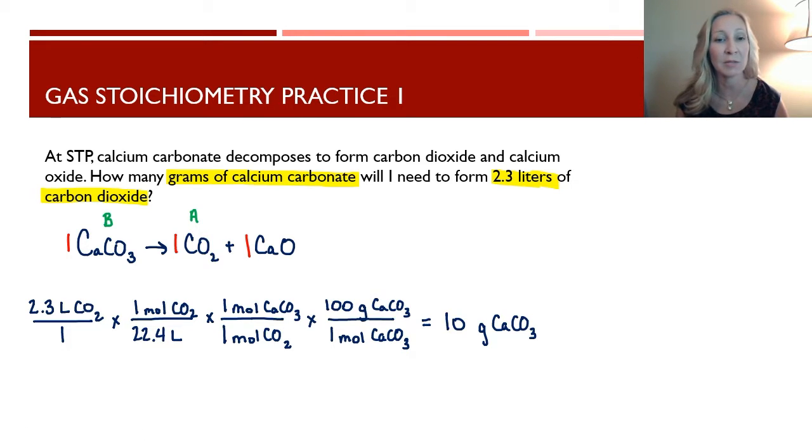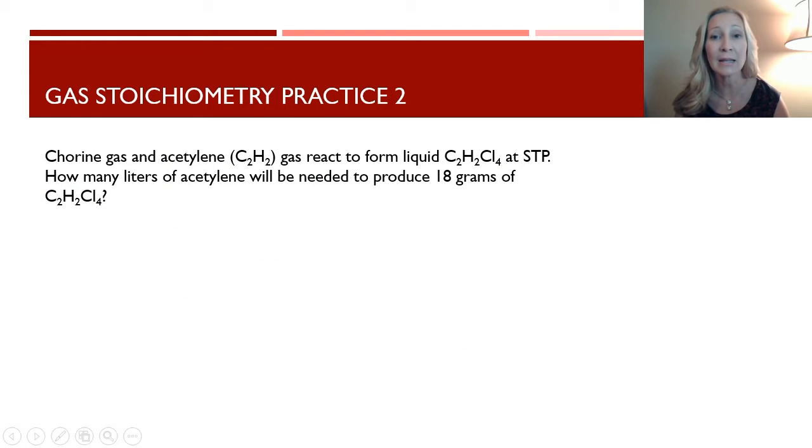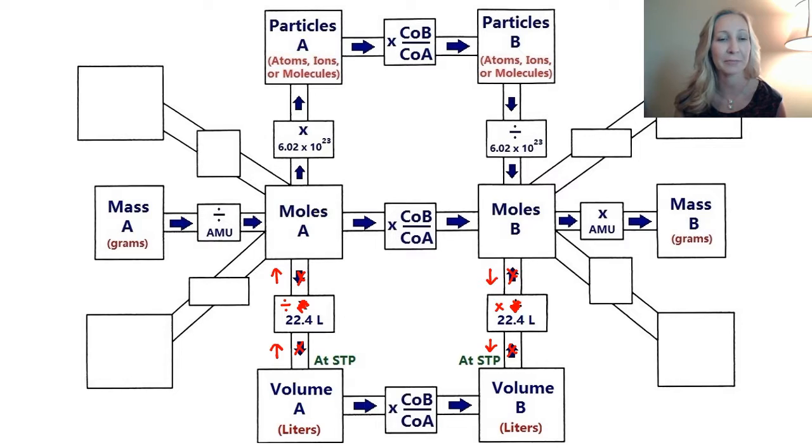So 10 grams of calcium carbonate is needed to produce 2.3 liters of carbon dioxide gas at standard temperature and pressure. Let's try a second problem. We have chlorine gas and acetylene, and they react together to form liquid C2H2Cl4 at STP again. How many liters of acetylene will be needed to produce 18 grams of this C2H2Cl4? So in this situation, we know information about a mass of one substance, and what we want to find is information about the volume of a different substance involved in that chemical reaction.